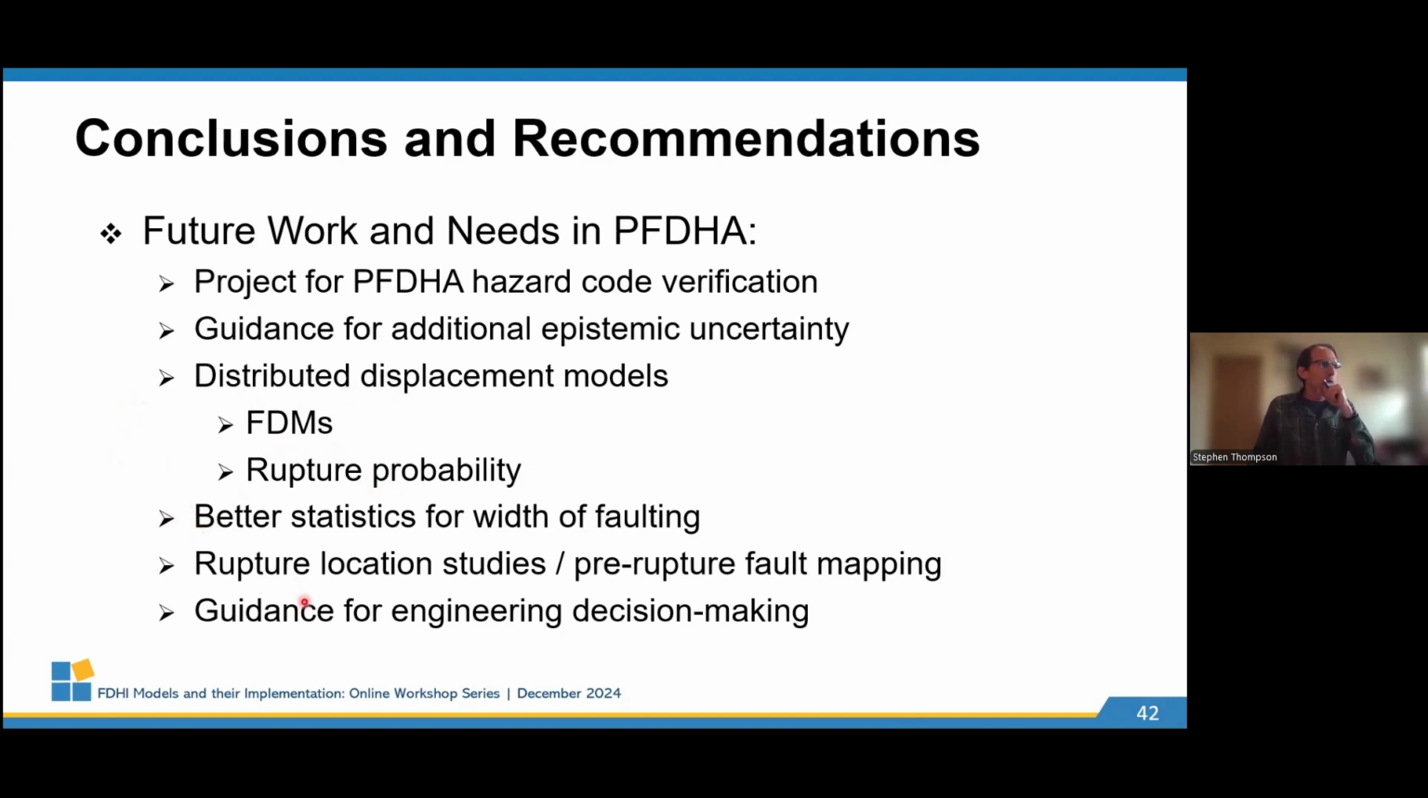There are some other wish list items. We need to understand better statistics for the width of expected faulting. We need to continue to work on pre-rupture fault mapping and understand rupture location uncertainties. And then the last one really is we need as a community to develop better guidance for engineering decision-making, how to work through PFDHA results, which again can be very different from PSHA. And that's it. Thank you.